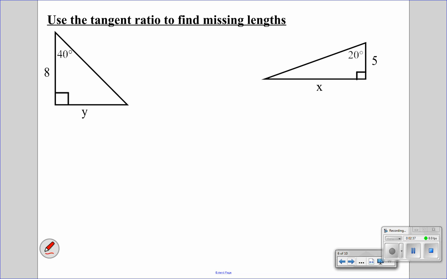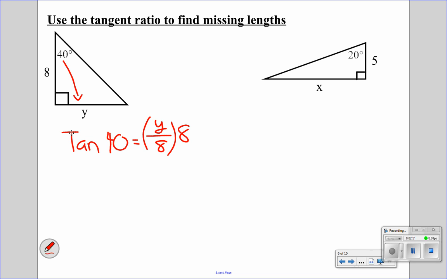These questions ask us to use the tangent ratio to find the missing lengths. So the tangent of the angle that they give us, 40 degrees, equals the opposite side. Opposite our 40 is y over 8. So to solve for y, we simply multiply both sides by 8. You can use 8 tangent 40 on your calculator, and you get 6.7 equals y.